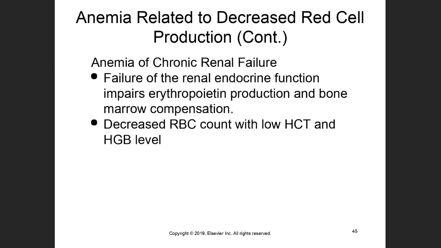Anemia of chronic renal failure: failure of the renal endocrine function, impaired erythropoietin. If you don't have erythropoietin, you don't produce red blood cells, and then you develop anemia.